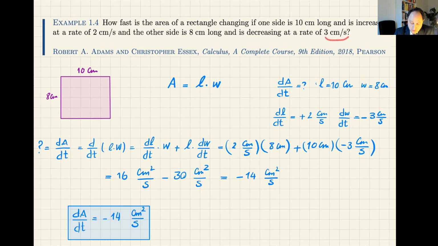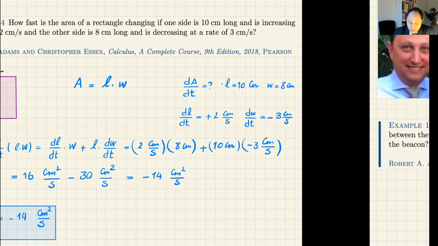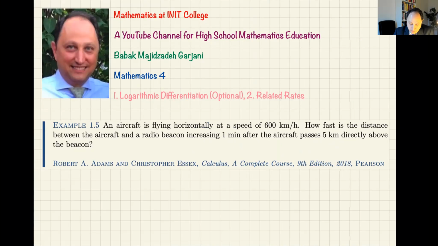The rate at which one side is shrinking is 3 centimeters per second. The other one cannot make it up, because this is only increasing by 2 centimeters per second. So hopefully, intuitively, it seems correct that we expect that the rate at which the area is changing is a negative value, so it is decreasing. Okay, so I think this is a good example to remember and know how to solve this problem. Okay, let me go to the next problem.